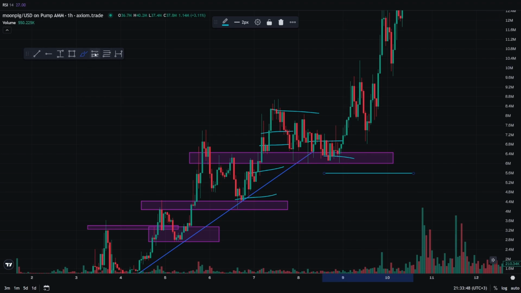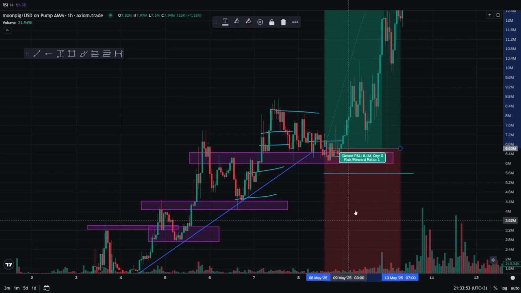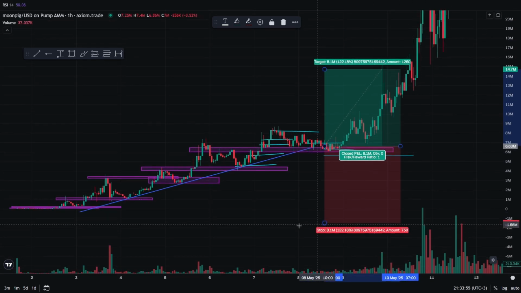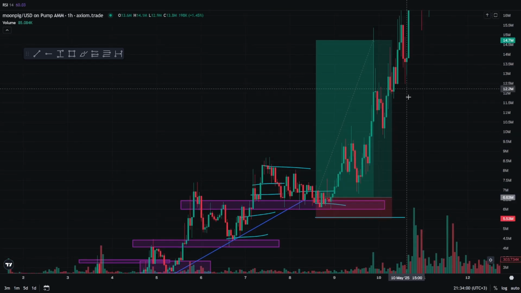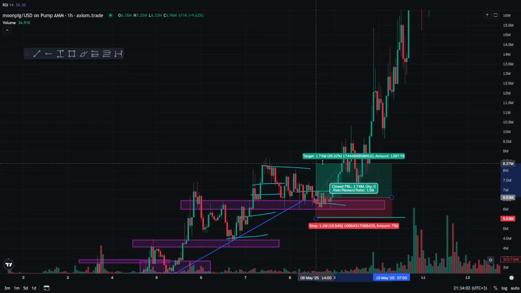But again, look at the risk. If you bought here, here and here, your average price would be here. Oh, what is going on? And you're risking 60% for a previous high, which is about 25.